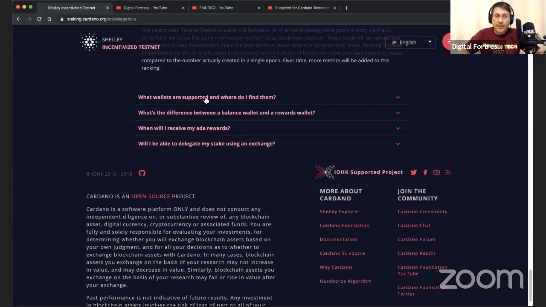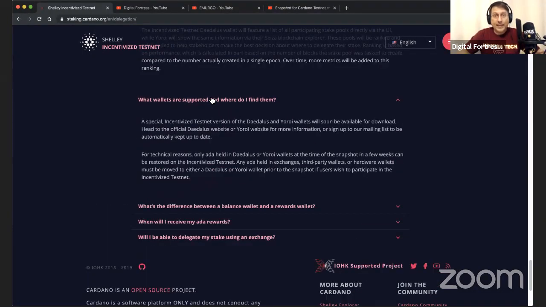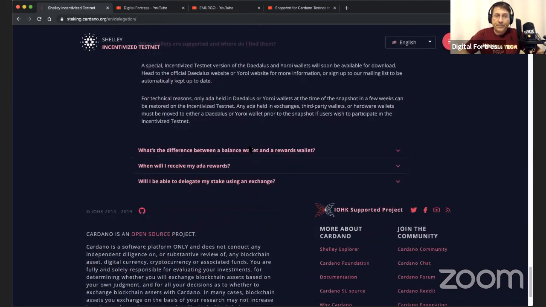The next question is, what wallets are supported and where do I find them? I did that one first. It's Yoroi and Daedalus and Yoroi Mobile, and that's it. And not on hardware. This goes into detail to explain the incentivized testnet version, but for tomorrow, focus on making sure you're ready, and that is make sure it is on mainnet, Yoroi, Daedalus, or Yoroi Mobile.